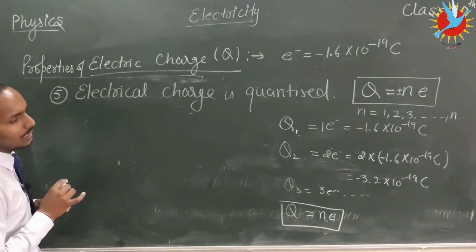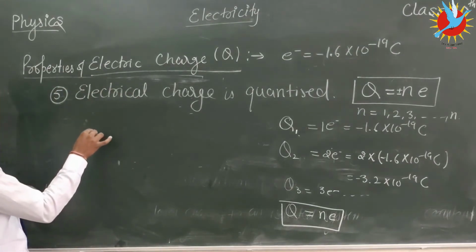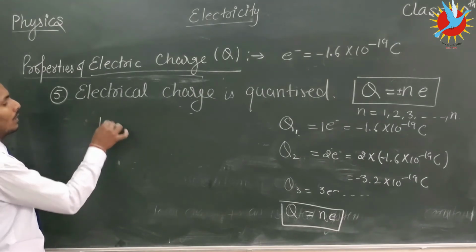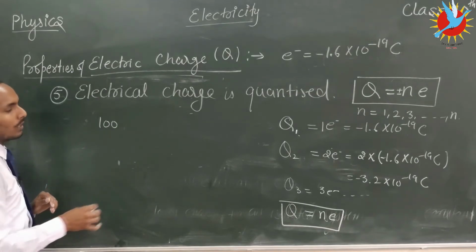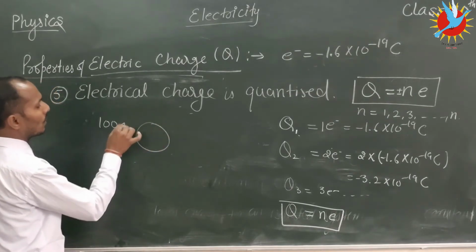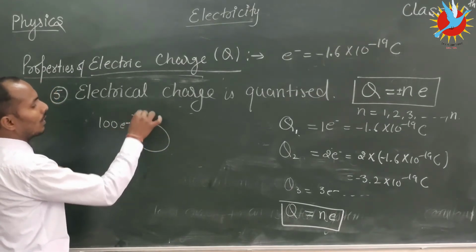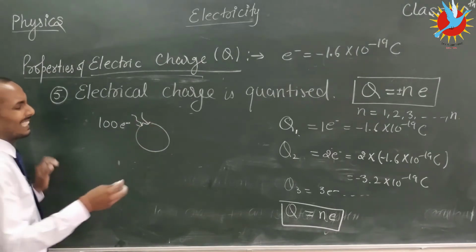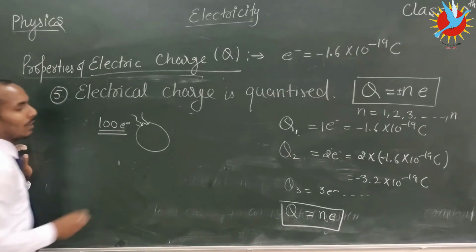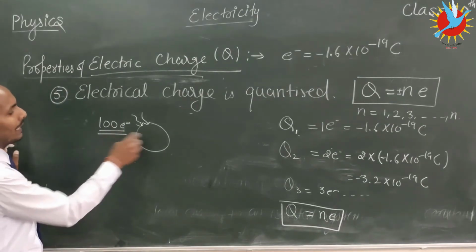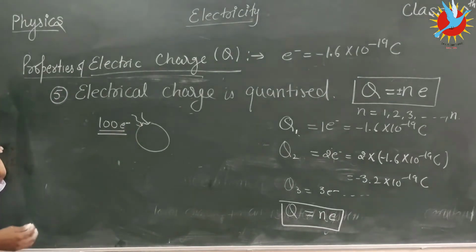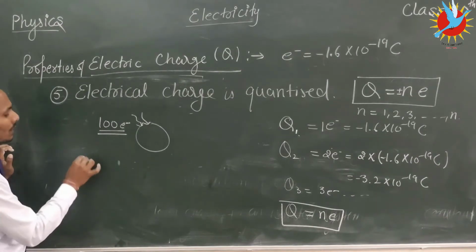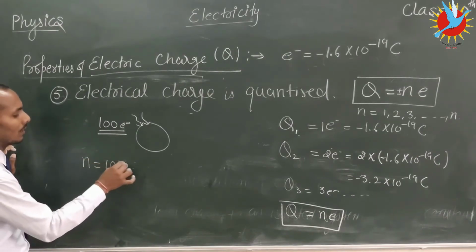Here is a question: calculate the charge on a body if 100 electrons are transferred to the body. If 100 electrons are transferred to a body, you can say that the body gains 100 electrons. Then calculate the charge on it. The number of electrons is 100.